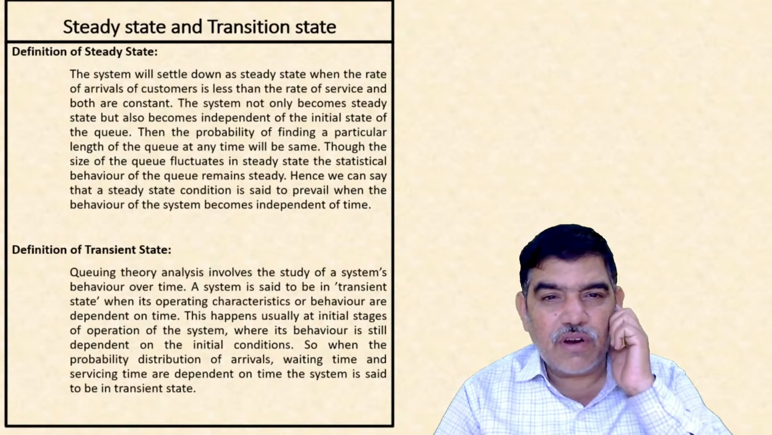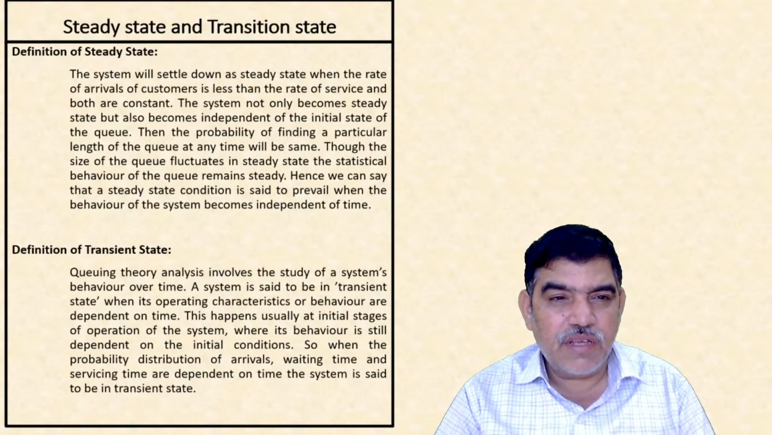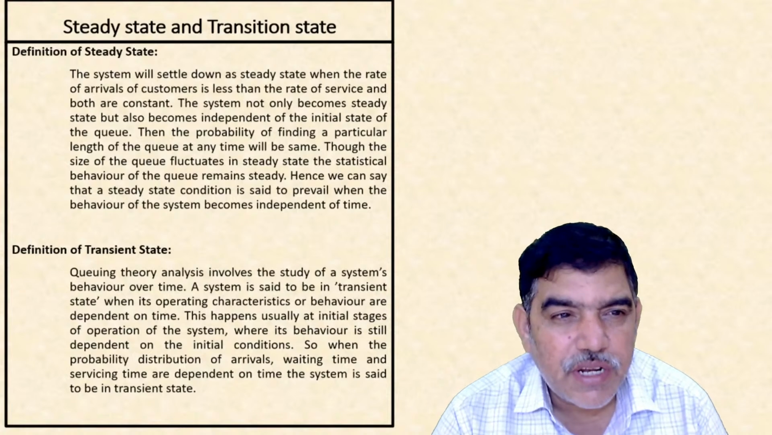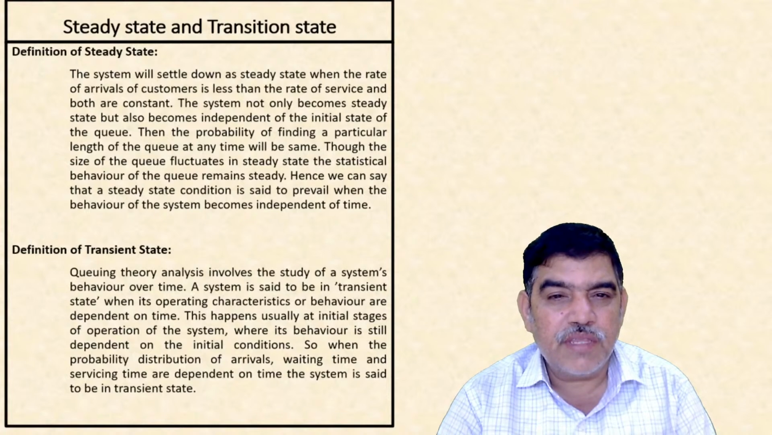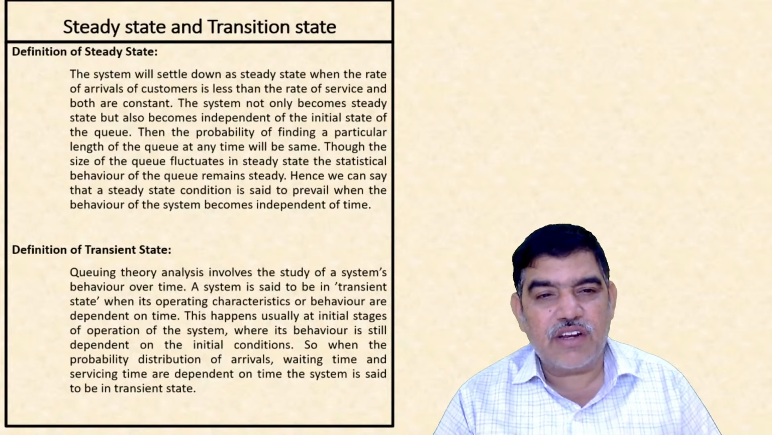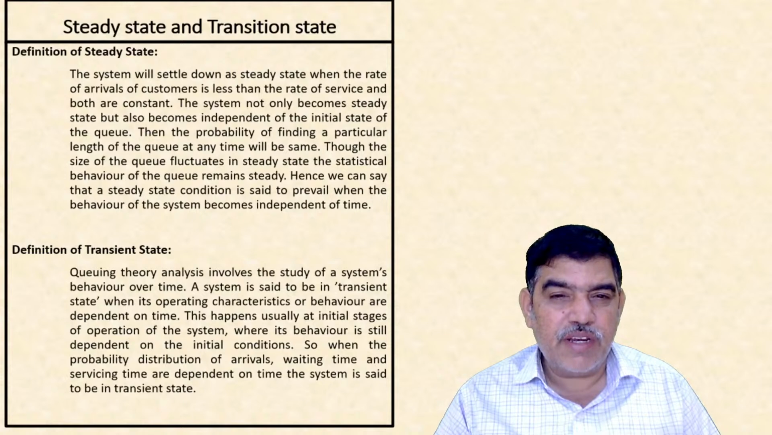The system not only becomes steady state but also becomes independent of the initial state of the queue. Then the probability of finding a particular length of the queue at any time will be the same. Though the size of the queue fluctuates in steady state, the statistical behavior of the queue remains steady. Hence, we can say that a steady state condition is said to prevail when the behavior of the system becomes independent of time.